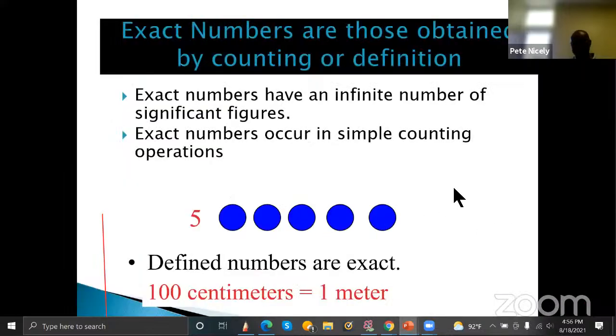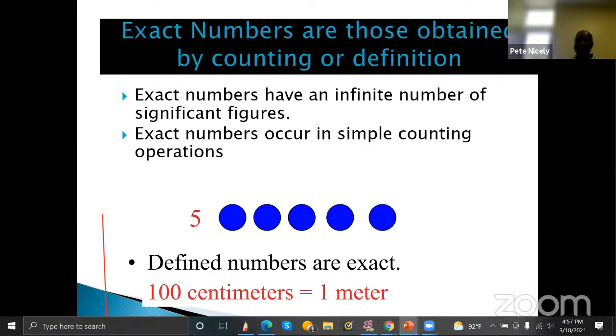Okay, so just to recap, there are two types of numbers that you're going to encounter in this or any other science course. You have the measured numbers, which have a finite number of significant figures, right? And these numbers are obtained from carrying out some measurement. And then you have the exact numbers, and there are two types of exact numbers: the ones that you obtain by counting and the ones that are obtained by definition.